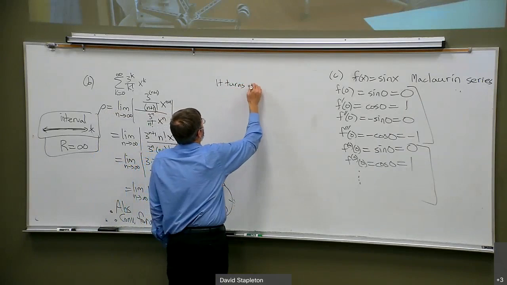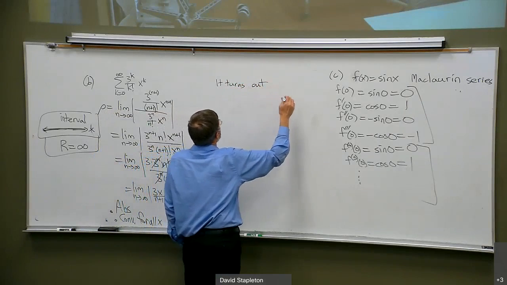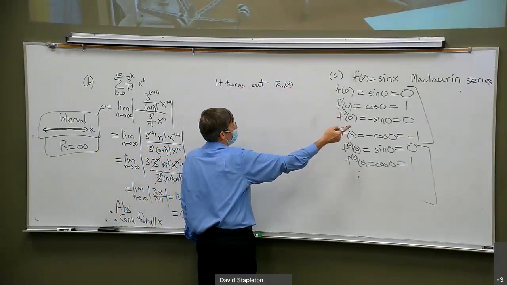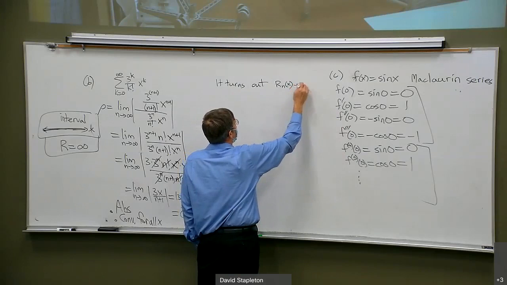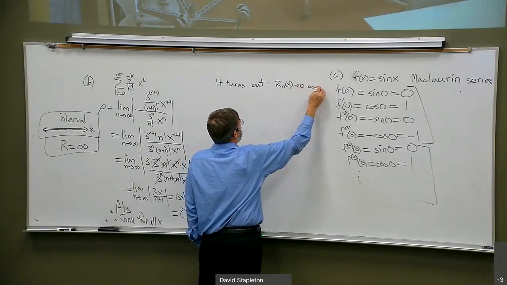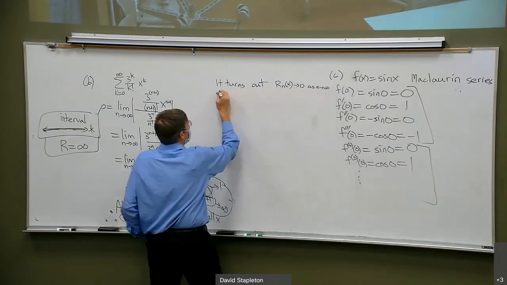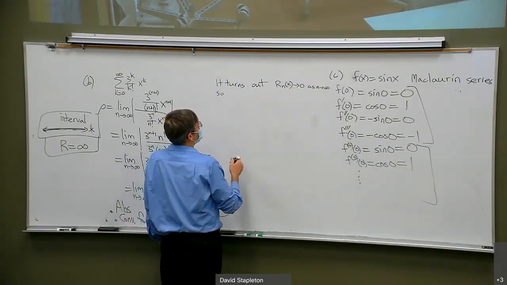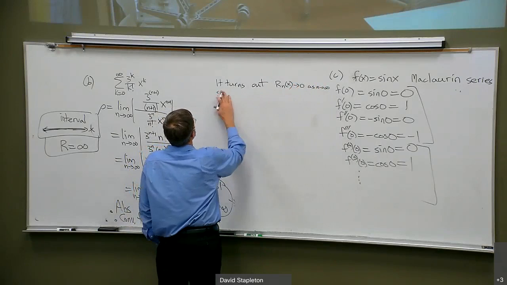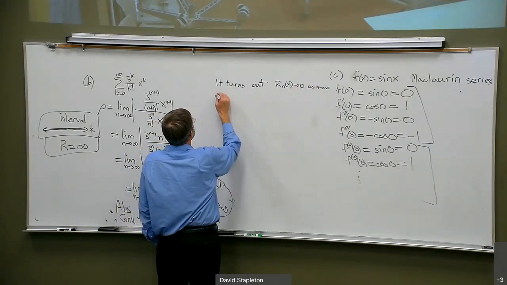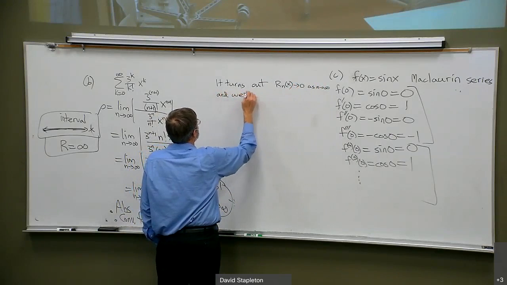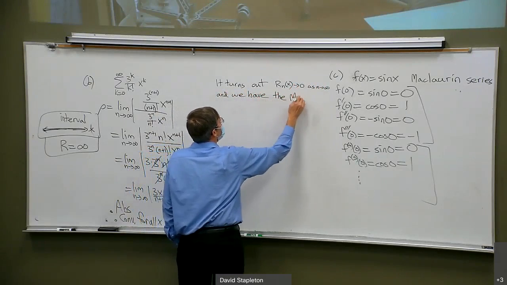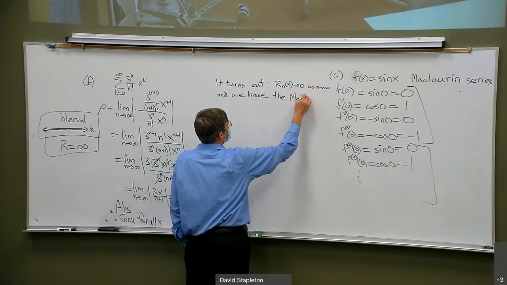All right, so it turns out, and I'll defer this to real analysis, that the Rn of x, the remainder between sine x and its Maclaurin series, goes to 0 as n goes to infinity. So this is actually going to have zero difference provided it converges. And we have the Maclaurin series because it's at x equals 0.